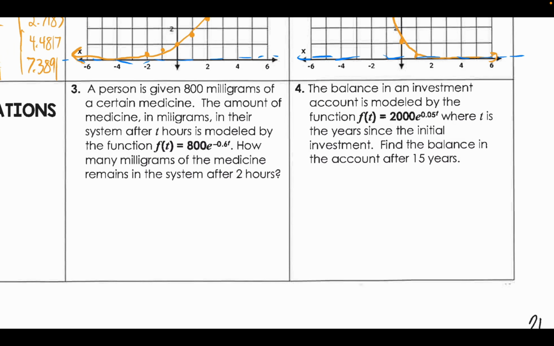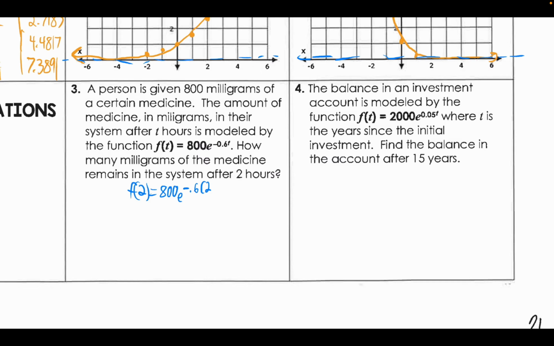So a person is given 800 milligrams of a certain medicine. The amount of medicine in milligrams in their system after t hours is modeled by the function f of t equals 800 times e to the power of negative 0.6 t. How many milligrams of medicine remains in the system after 2 hours? So all it asks us to do is plug 2 into t and figure out what we get out. That's all we have to do here. So f of 2 equals 800 times e to the power of negative 0.6 times 2. So if we just type this into our calculator, it will do all of the heavy lifting for us.